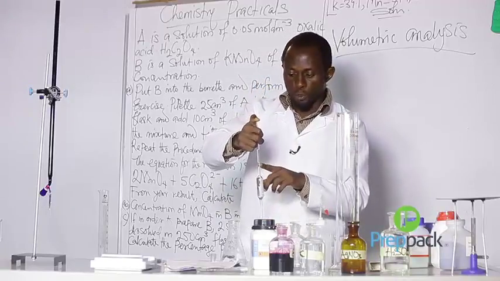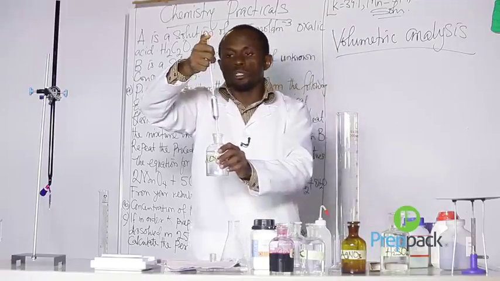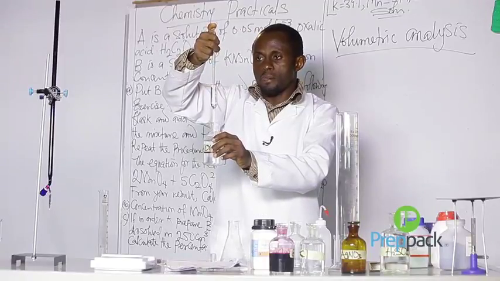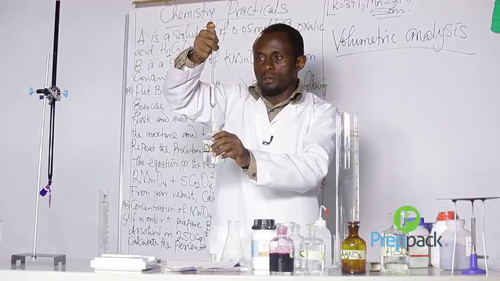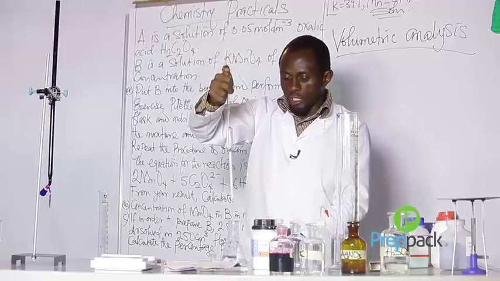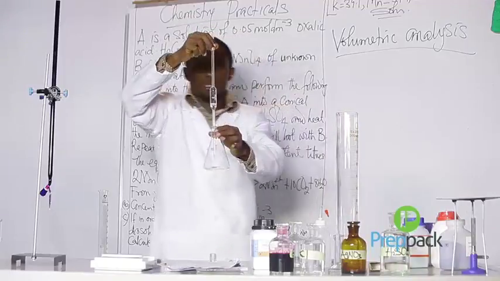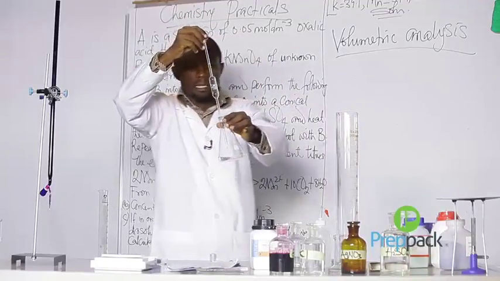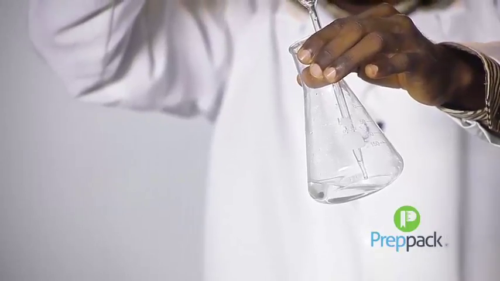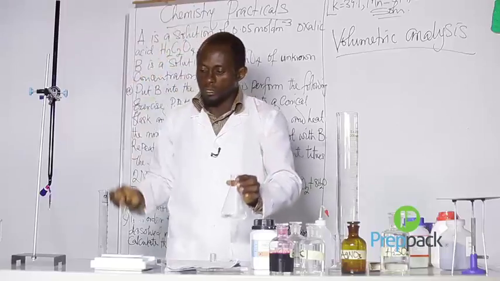There is a mark at this point. So this point is 25 cm cube. So all I need to do is to ensure that the reagent goes down to that very mark. All right. It's on the 25 cm cube mark now. I'll transfer it to the conical flask and I'll release it there. At the end of this, you hit the conical flask with the pipette once, then everything goes out.